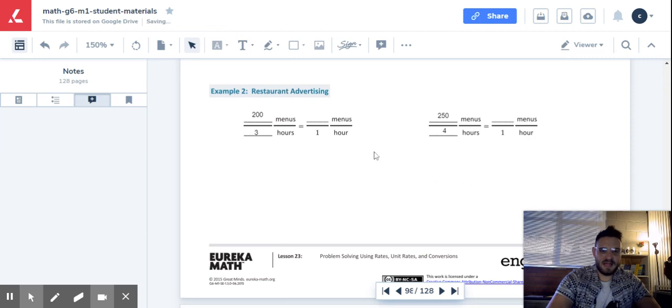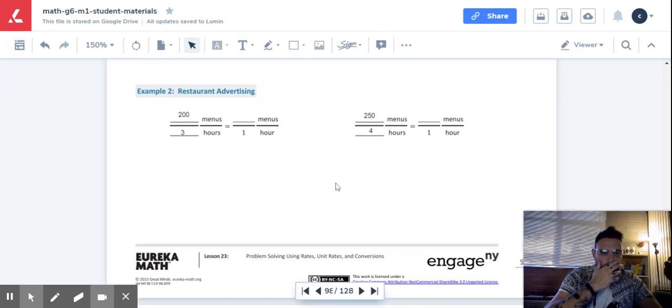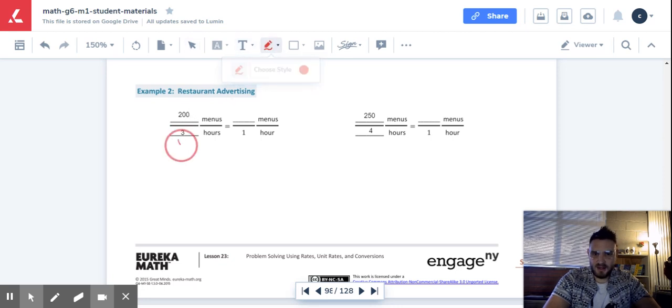It's obvious to me who's faster. It's probably going to be the first guy, right? But we're going to go ahead and just see who is faster by doing some math. So we need to get this down to 1 hour. So what do we divide it by? Divided by 3. And so you're going to divide this also by 3.